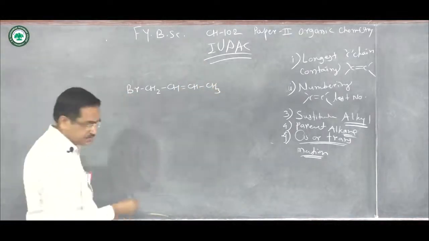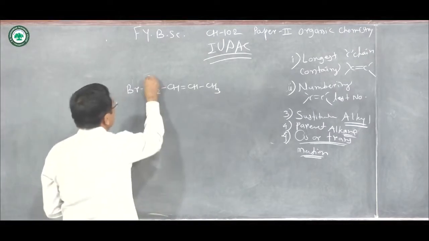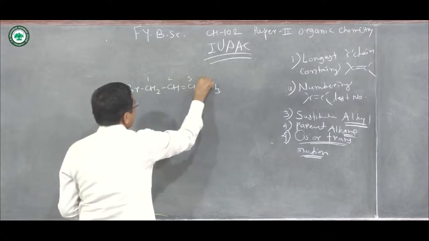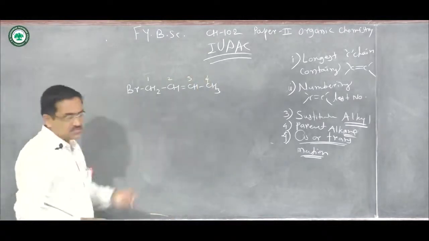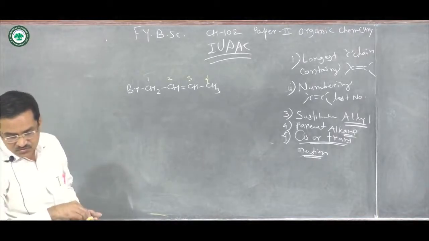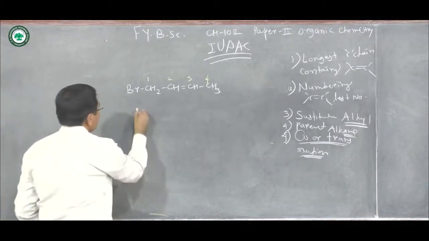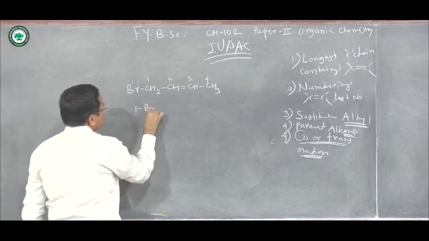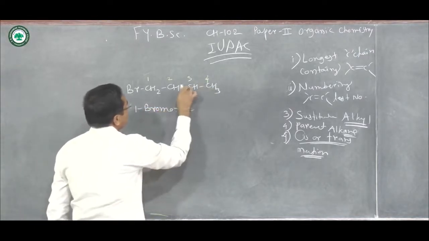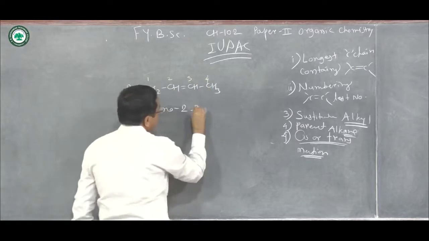Now numbering here 1, 2, 3, 4 because Br is attached here. So 1-bromo, 2, 1, 2, 3, 4, so it is butene.